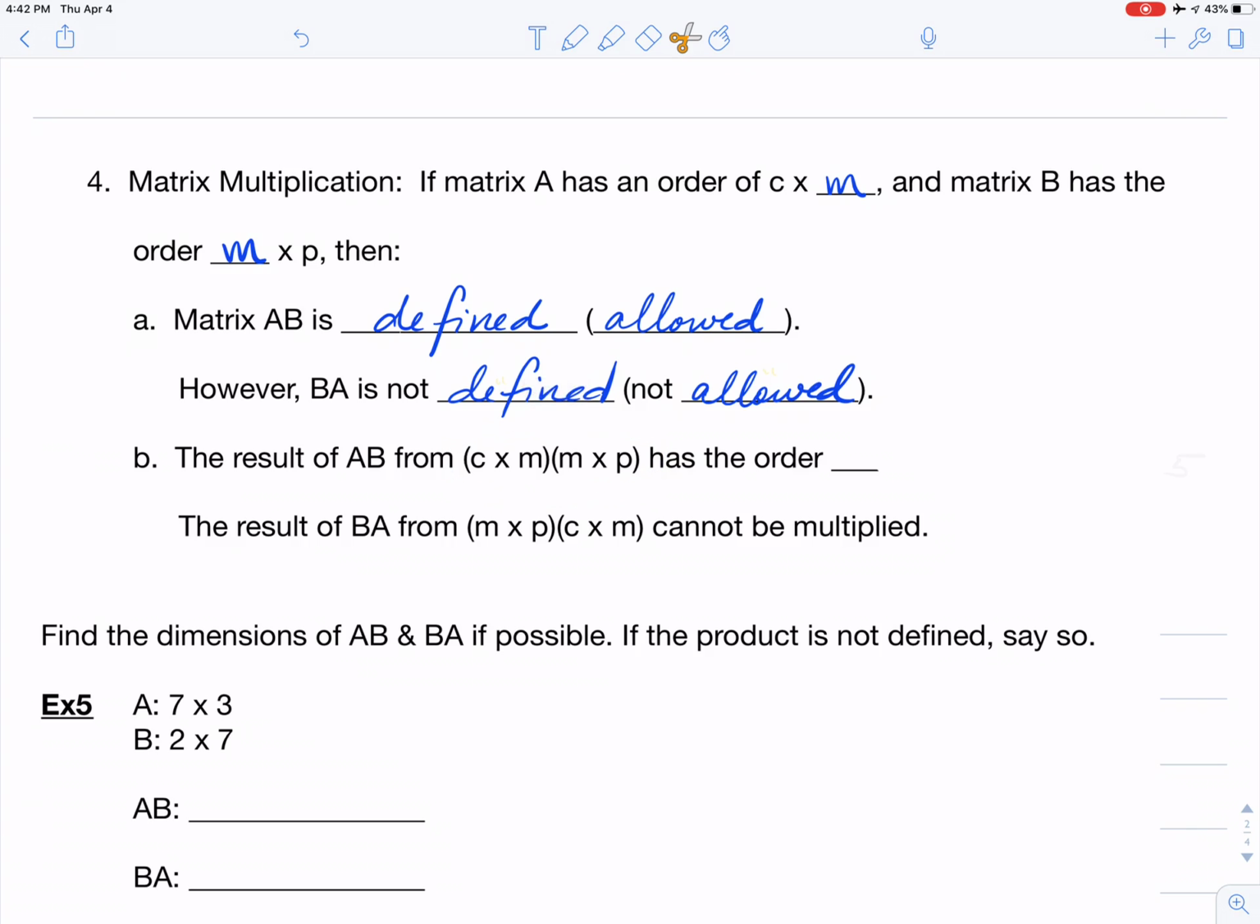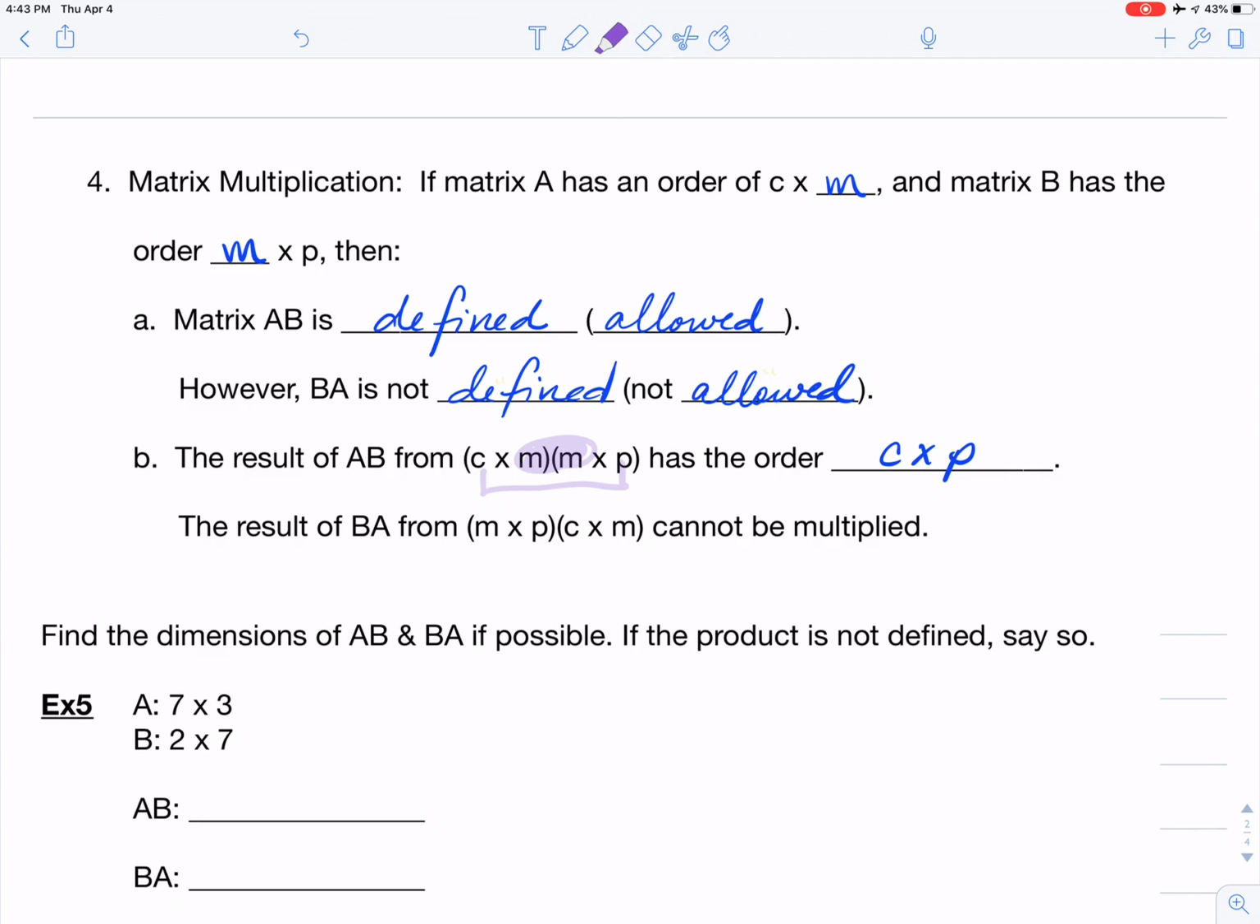The deal is that those two middle dimensions must be the same in order for you to be allowed to multiply two matrices together. If those two dimensions are the same, then I am allowed to multiply them. And not only that, my order is going to be the two outer dimensions. So in this case, my order is going to be a C by P.